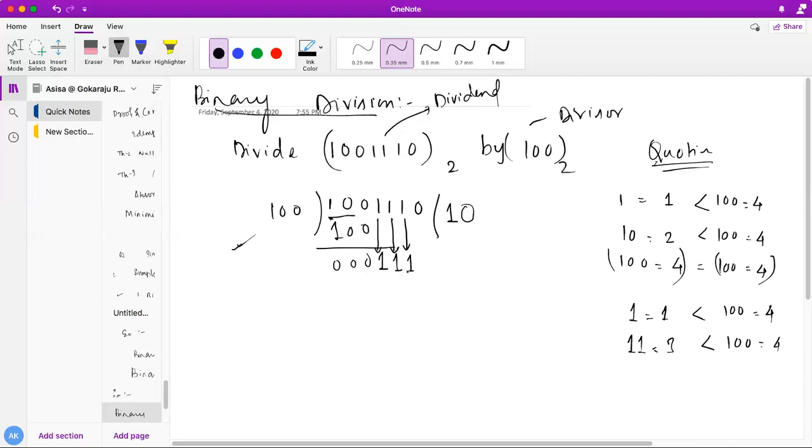So if I drop down one more 0 over here, am I correct? Now it's 111. 111 is nothing else but 7, which is now greater than 100, which is 4. So I can perform the division.